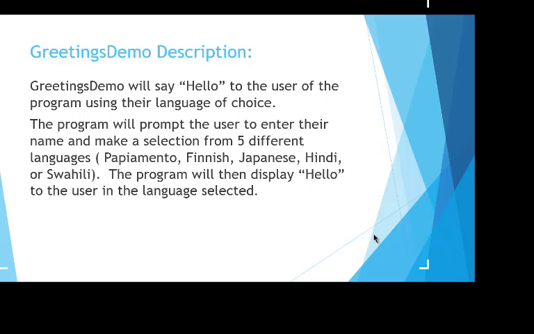The Greetings Demo project will say hello to the user of the program using their language of choice. The program will prompt the user to enter their name and make a selection from 5 different languages: Papiamento, Finnish, Japanese, Hindi, or Swahili. The program will then display hello to the user in the language selected. Let's take a look at running the code and then the actual code.